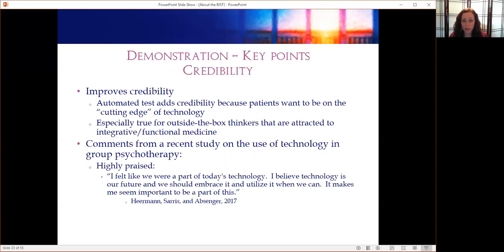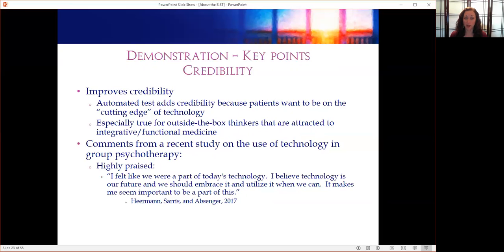So the key points that I wanted to talk about here in our demonstration, the first one is credibility. It may seem like something we don't think about a lot, but using technology with our patients improves our credibility. There was a study from the Institute for Functional Medicine not too long ago that talked about how much more early adopters of technology make in their practices because patients find it attractive to work with people who seem like they're on the cutting edge of technology. This is especially true for the kind of outside-the-box thinkers that are attracted to the integrated functional medicine approaches.